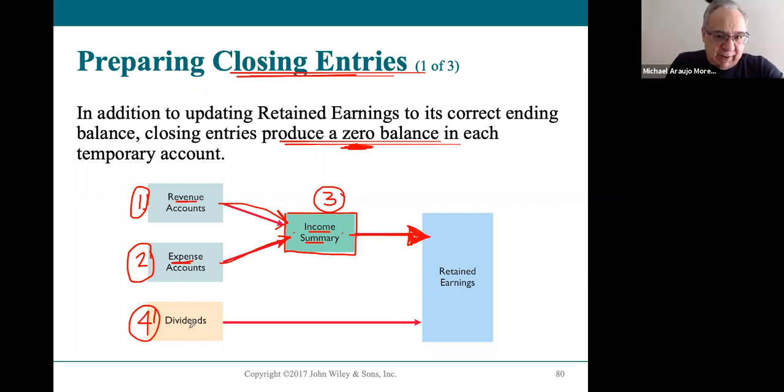Dividends has a debit balance. So to close the dividends account, both sides have to be equal. So we're going to have to credit the dividends account to get it to zero. And we move that into the retained earnings account. So that's the 4 steps. That's how they work. That's what you're going to be practicing.